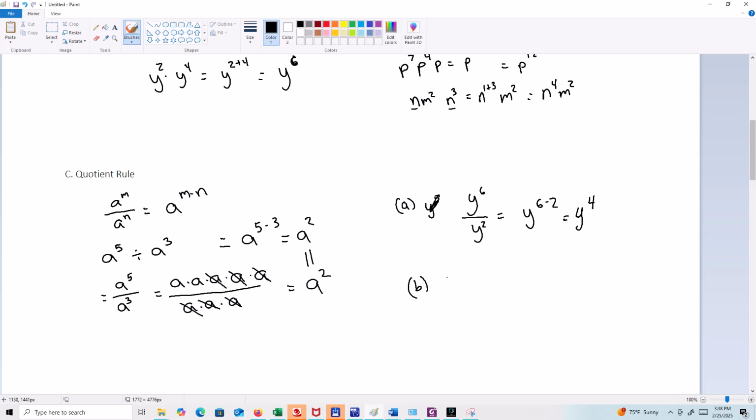Sample problem B is b to the 4th times c to the 8th divided by c to the 4th equals b to the 4th times c to the 8 minus 4, which equals b to the 4th times c to the 4th.